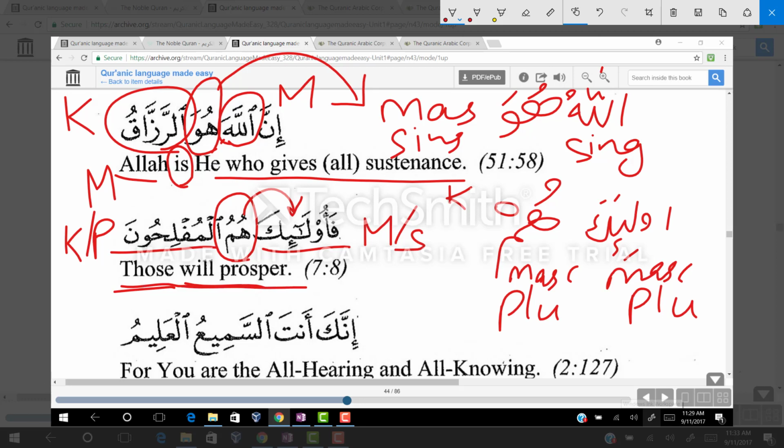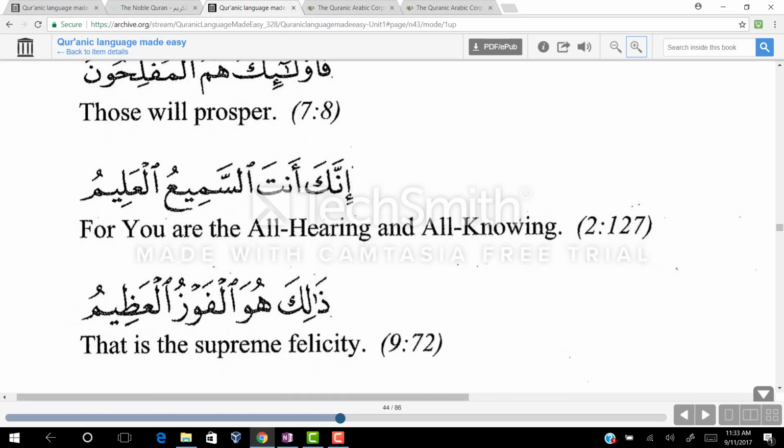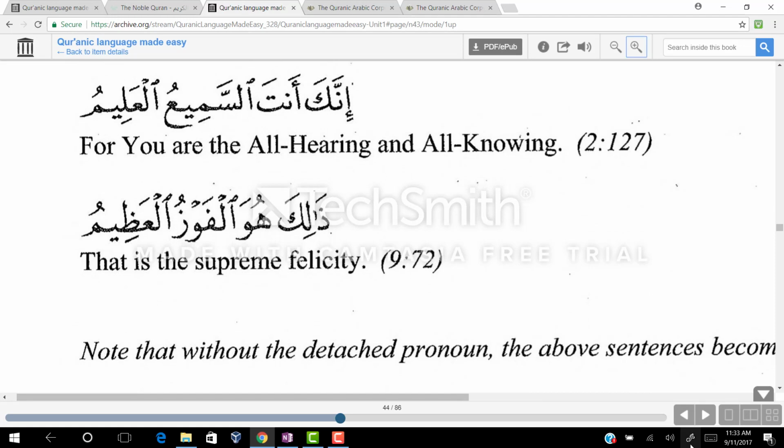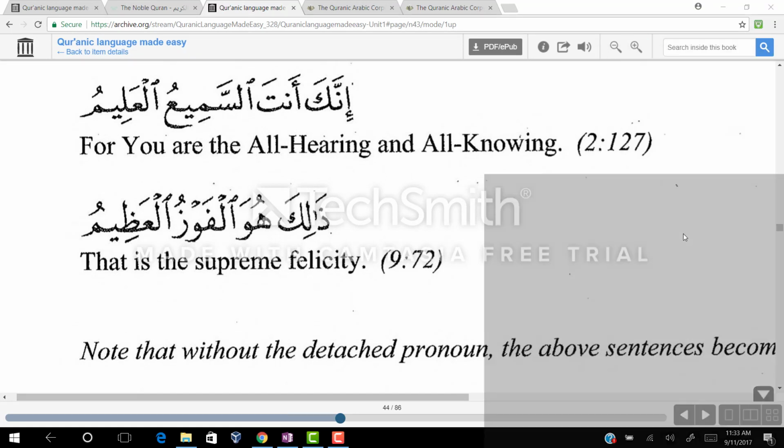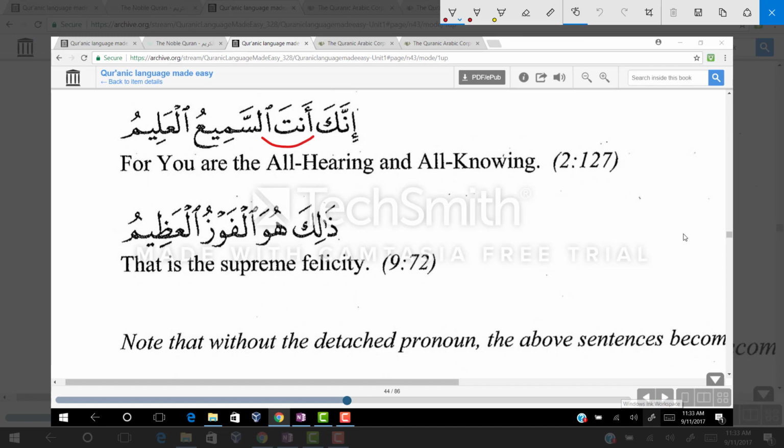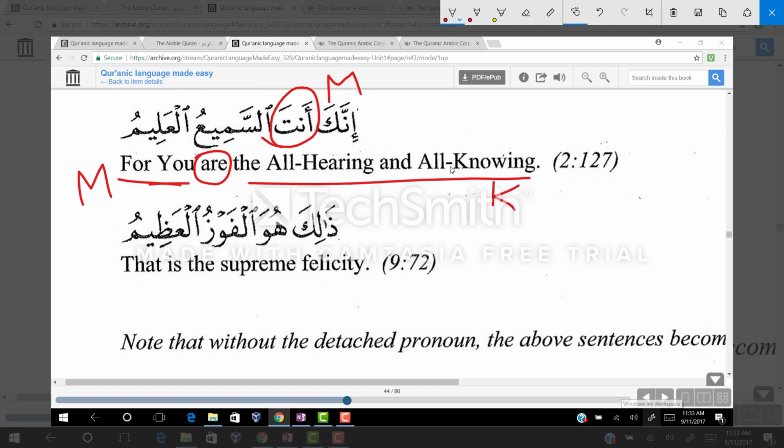The next example is innaka antas sami'ul alimu. Now, what is the mubtada here? Anta. The pronoun is a mubtada here, right? This is a mubtada, for you, and then you have are in the sentence. What did I tell you? If you see that in the translation is or are, it is a nominal sentence. Whatever comes before is or are is the mubtada, and whatever comes after are is the khabar. And then anta is the mubtada here.